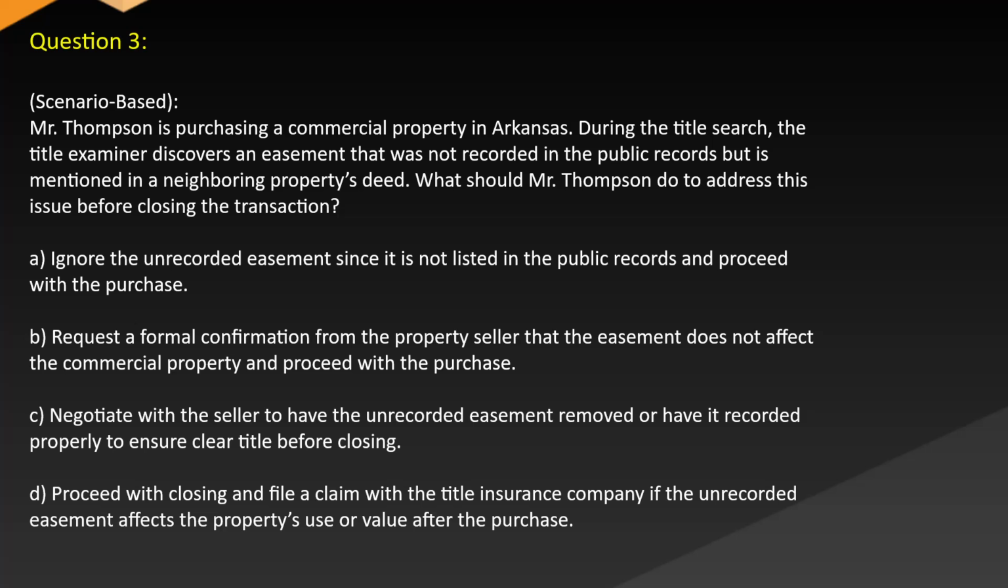A. Ignore the unrecorded easement since it is not listed in the public records and proceed with the purchase. B. Request a formal confirmation from the property seller that the easement does not affect the commercial property and proceed with the purchase. C. Negotiate with the seller to have the unrecorded easement removed or have it recorded properly to ensure clear title before closing. D. Proceed with closing and file a claim with the title insurance company if the unrecorded easement affects the property's use or value after the purchase.